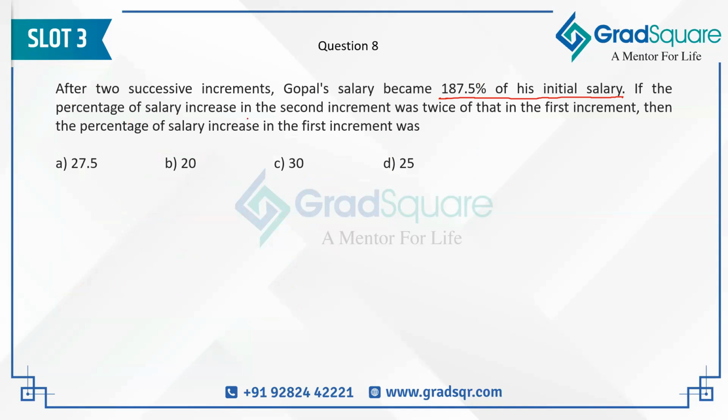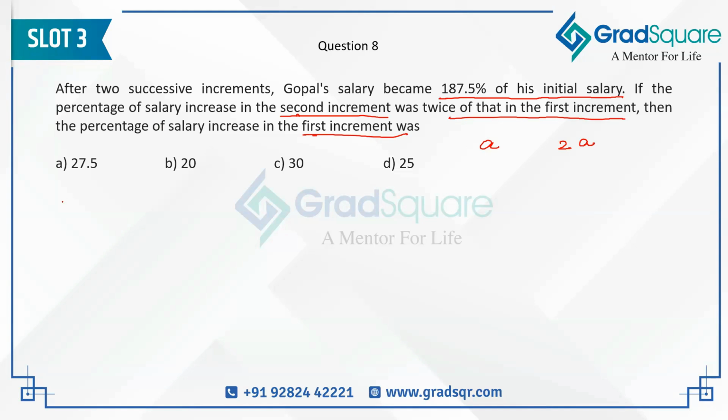If the percentage of the salary increase in the second increment was twice that of the first increment. So if the first increment was A, then the second increment should turn out to be equal to 2A. Then the percentage salary increase in the first increment was how much? So you have to find the value of A. That is precisely what the question is asking. This question in the exam had options with it.